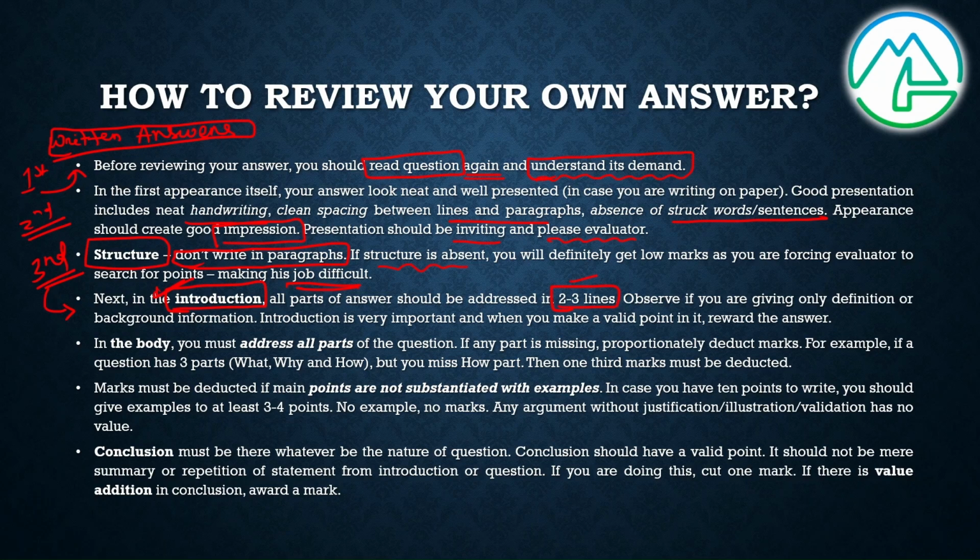If you are writing definition, that's good as well, but उसमें full mark आपको introduction वाले part में जितना मिलना चाहिए, that will not be given to you by the evaluator. So you should keep that in mind.